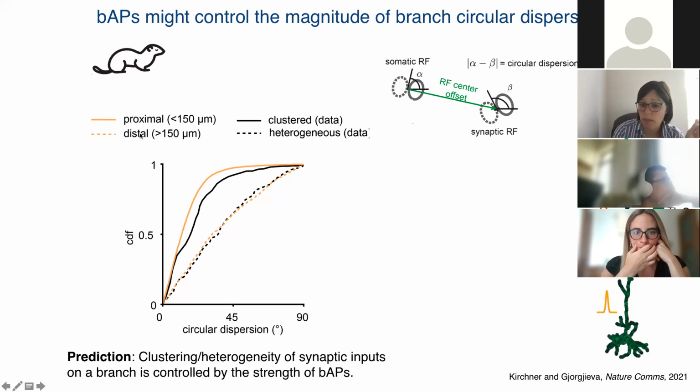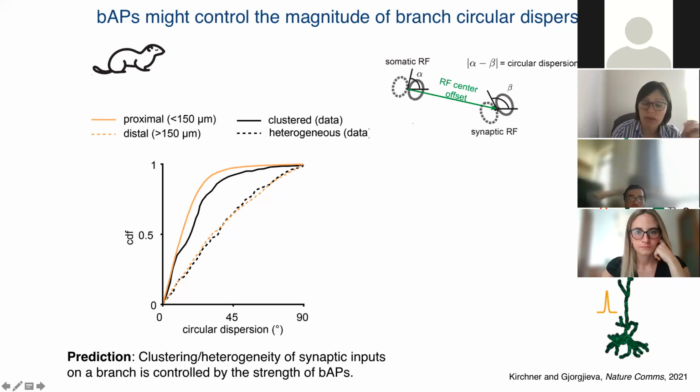So that's what happens in the ferret. We have local orientation clustering, and if we introduce this global backpropagating action potential, we can also generate global organization of synaptic inputs, where inputs near the soma also end up sharing the orientation preference of the soma, and far inputs do not.